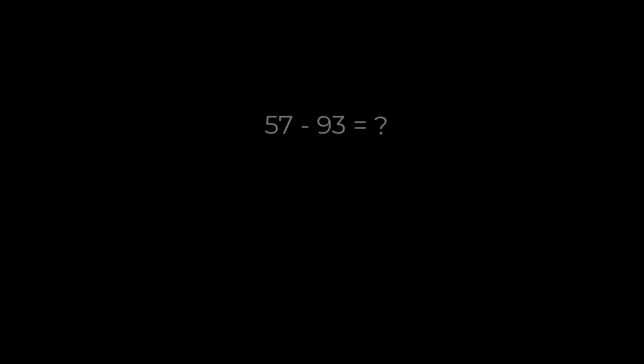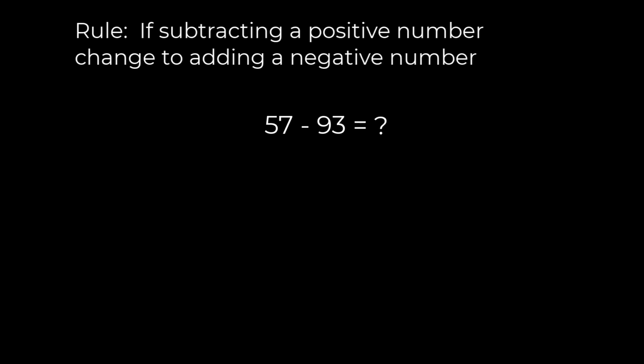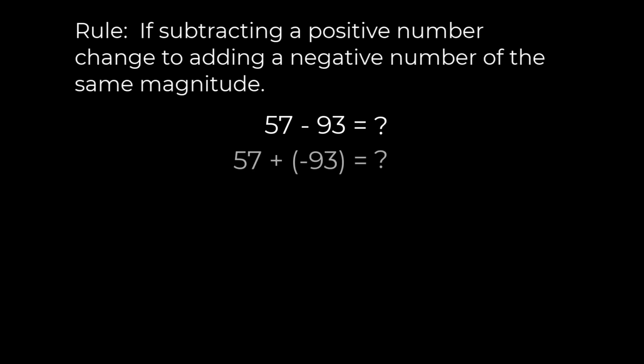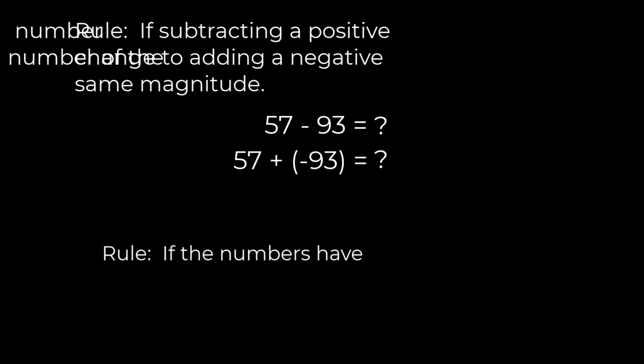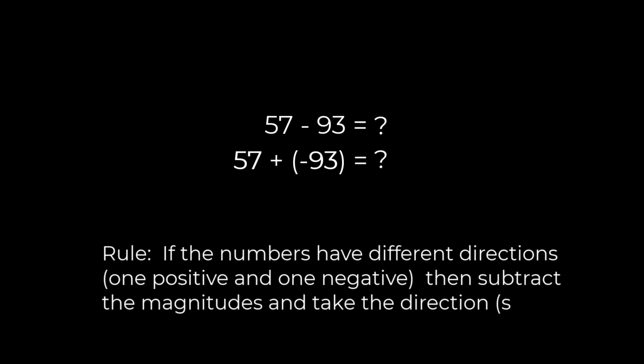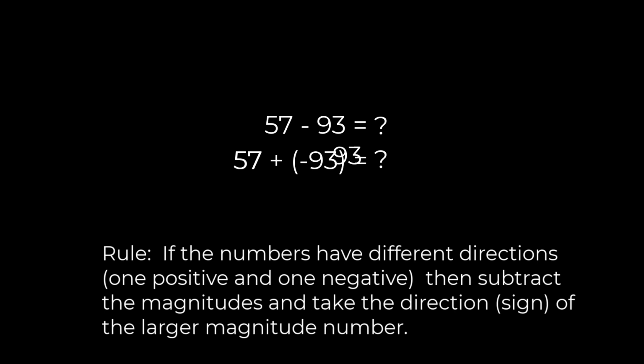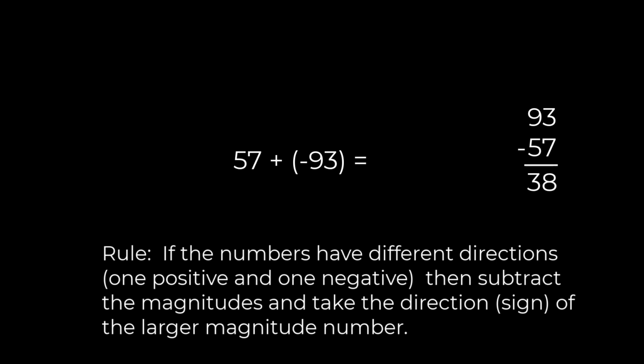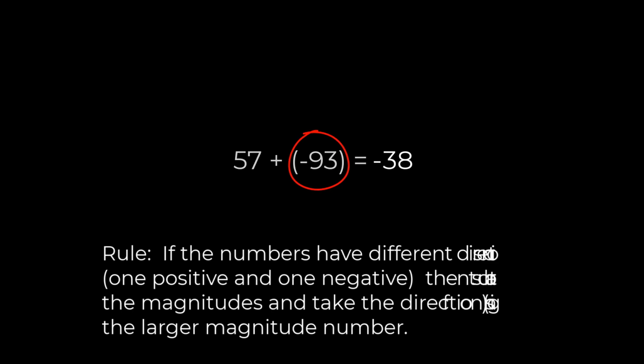Let's take 57 minus 93. This is subtracting a positive number, so first we write it as 57 plus negative 93. Now, since the numbers have different directions, one positive and one negative, we subtract the magnitudes, small from large. 93 minus 57 is 38. That gives us the magnitude of the answer. The direction of the answer is negative, since the larger magnitude number is negative. The final answer is negative 38.